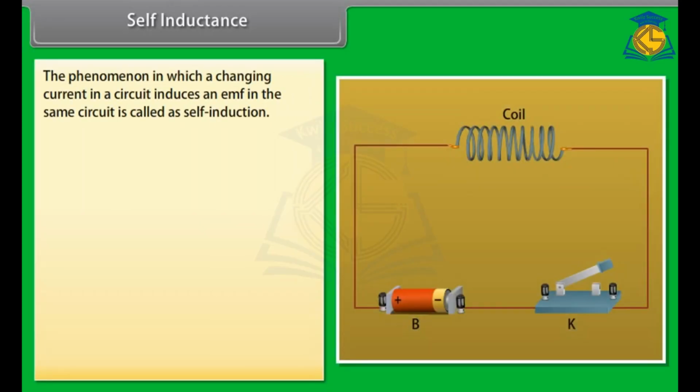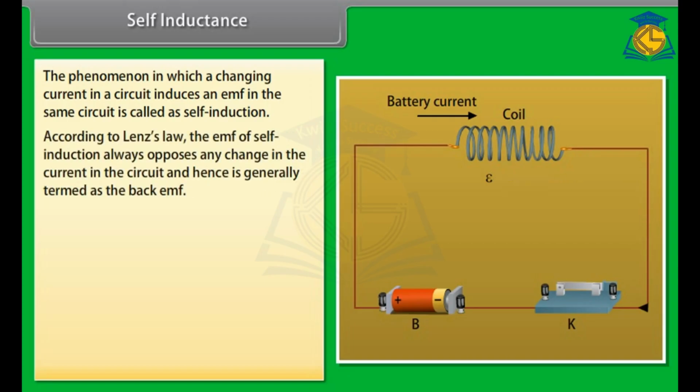The phenomenon in which a changing current in a circuit induces an EMF in the same circuit is called self-induction. According to Lenz's law, the EMF of self-induction always opposes any change in the current in the circuit and hence is generally termed as the back EMF.